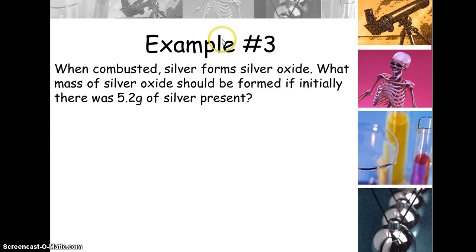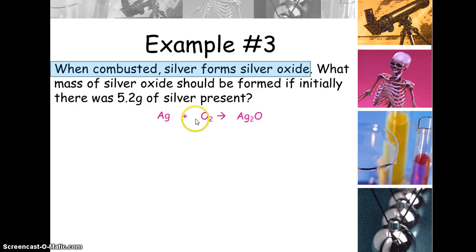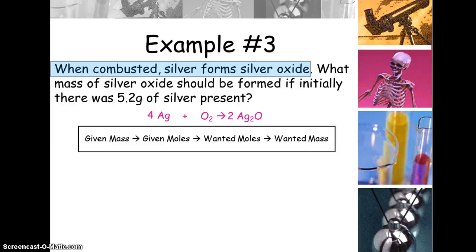So here we know that there's a combustion reaction. So silver in a combustion reaction forms silver oxide. So the first step is to write out this reaction. When it's combusting, it means it's reacting with oxygen. So silver is going to react with oxygen and form silver oxide. Next step is to balance this equation. We end up with 4 silvers, 1 oxygen, and 2 silver oxides.